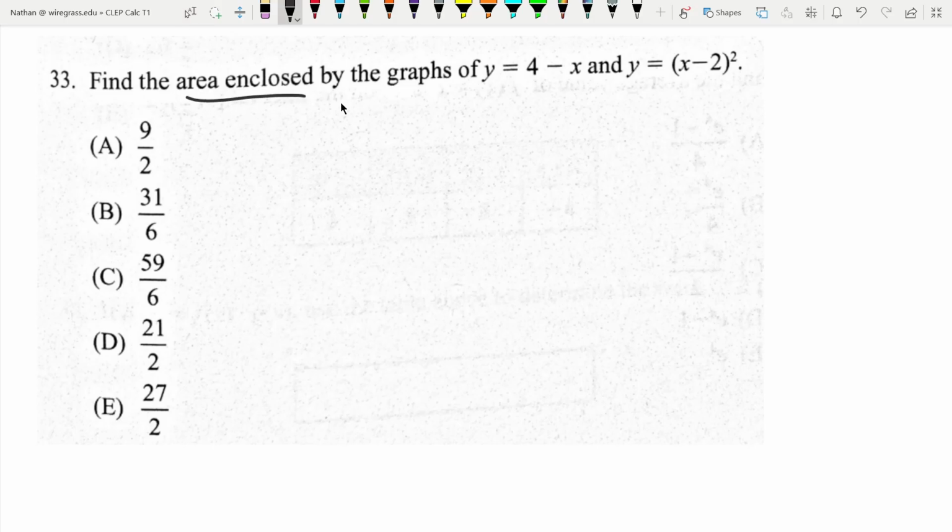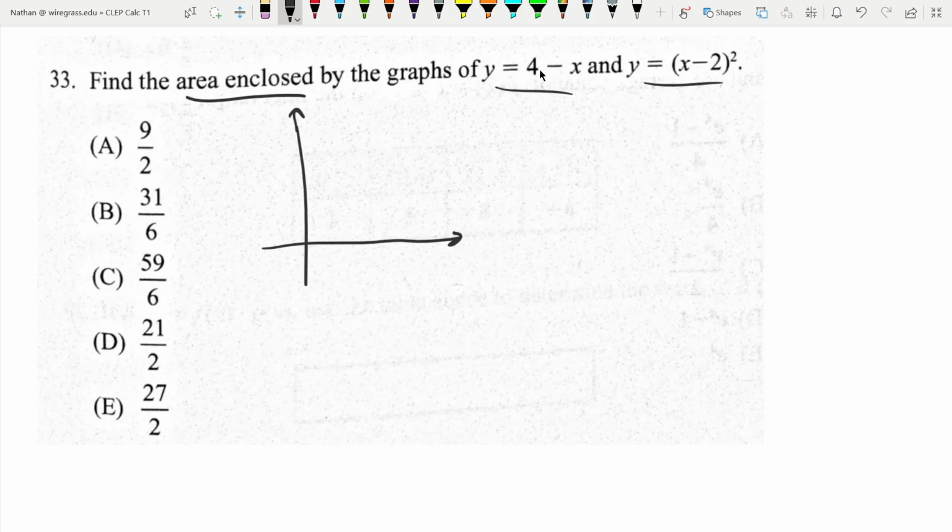Find the area enclosed by the graphs of this linear function and this quadratic. And what's going to help is actually draw a picture. Now, because this has been shifted to the right 2 units, and this is a negative linear, I'm expecting this whole thing to be in the first quadrant. So I'm just going to zoom in on that.